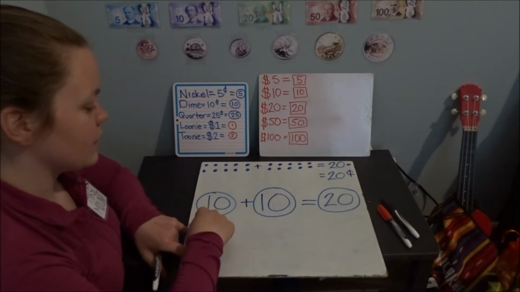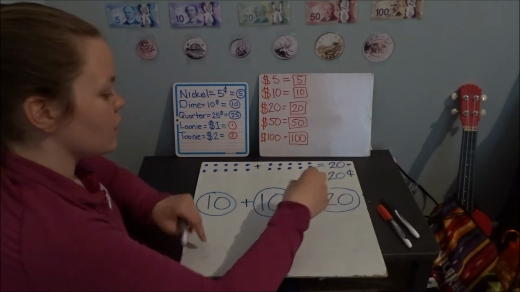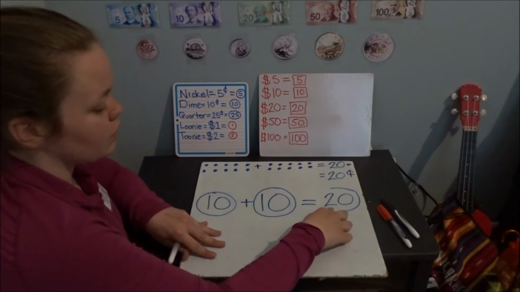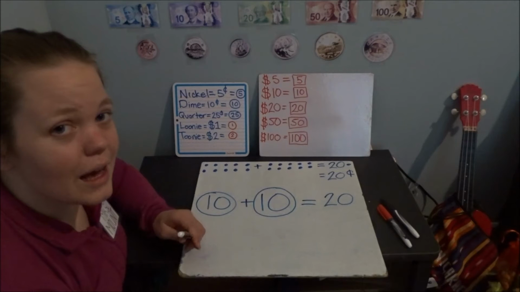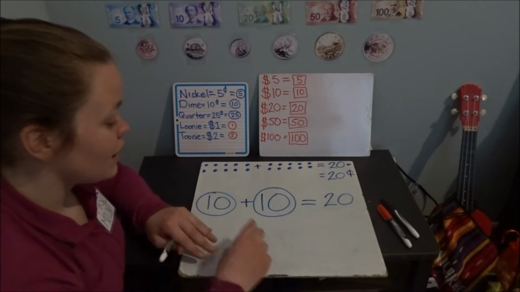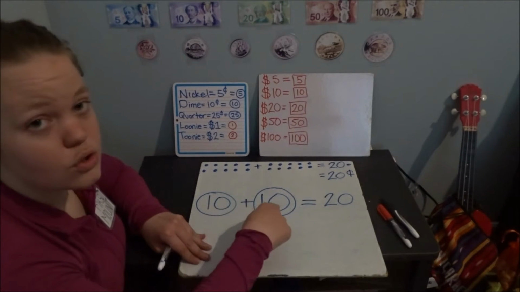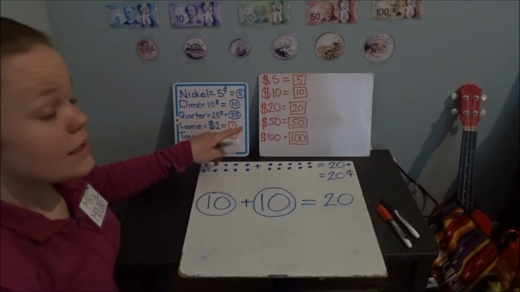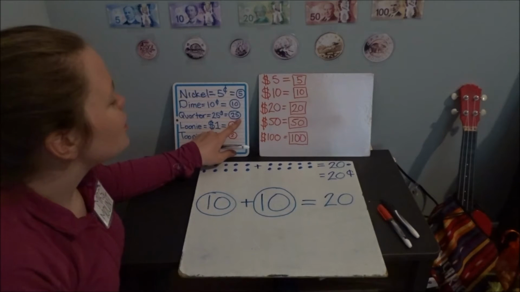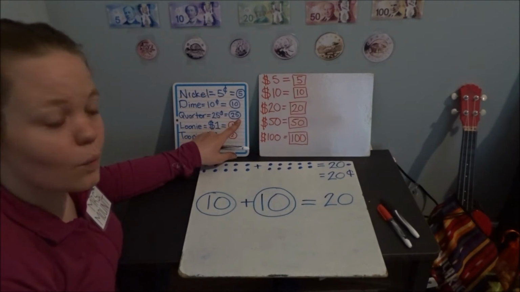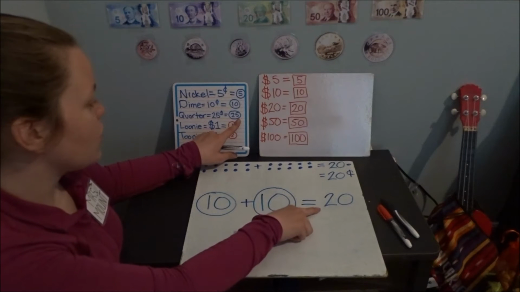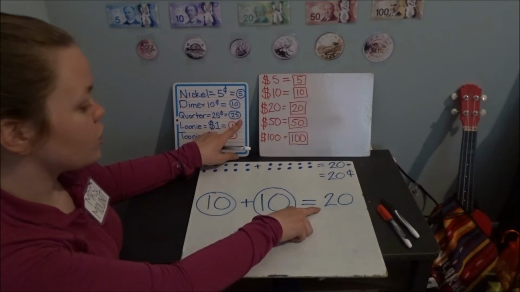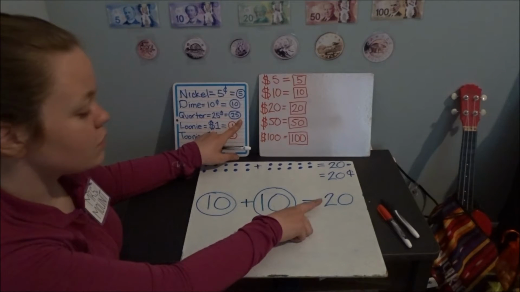So, although 10 plus 10 does equal 20, it won't be a 20-cent coin. It'll just be 2 dimes. Because there's not a 20-cent coin. You'd have to add something to be able to get to that quarter. So what do we have to add to 20 to get to that 25 that we need to exchange for our quarter? What do we need to add?